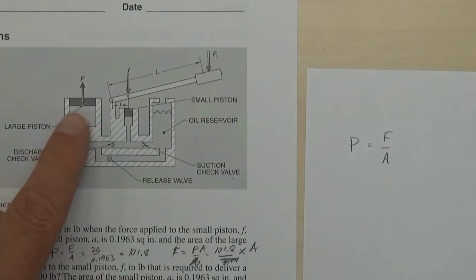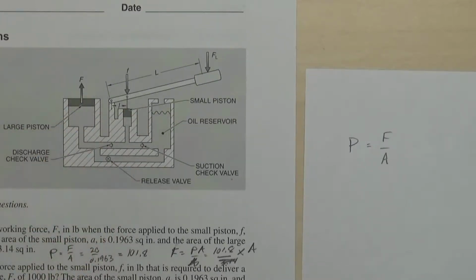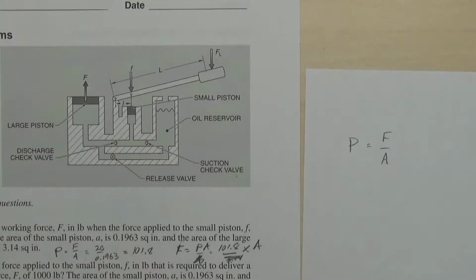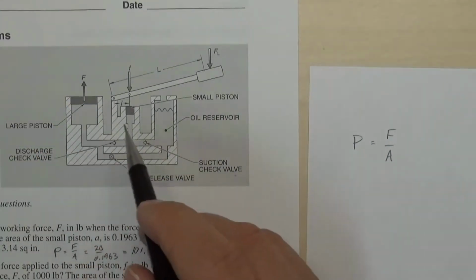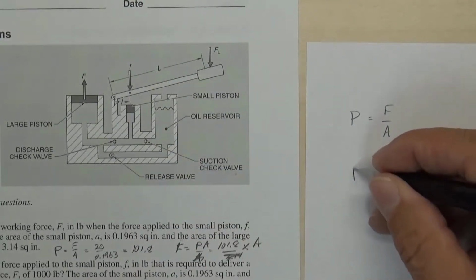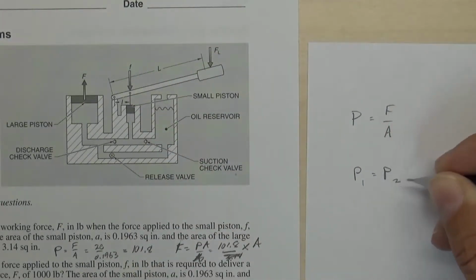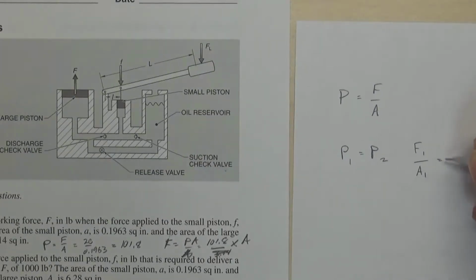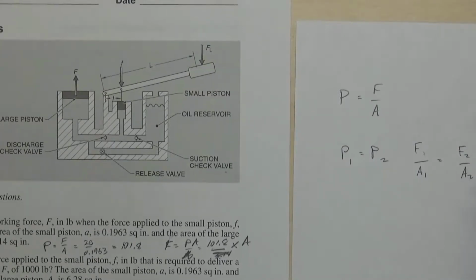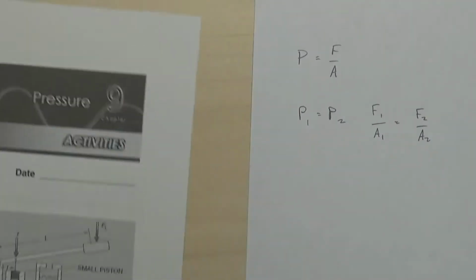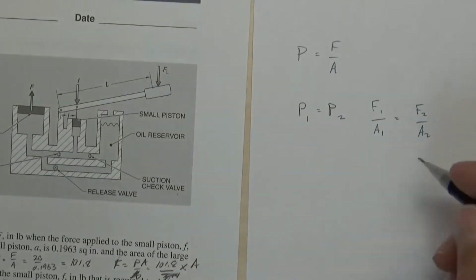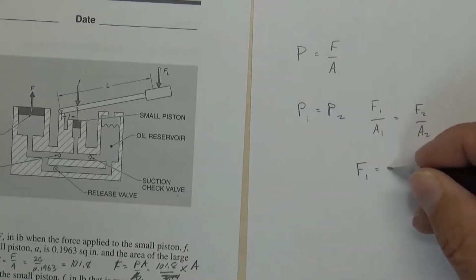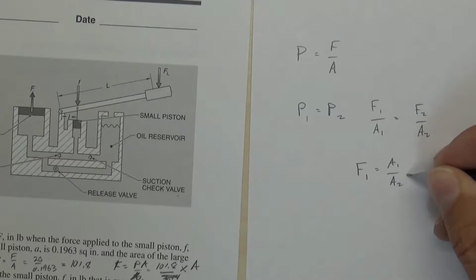And if we know the area of these pistons, we can readily and easily find the forces involved. The pressure in this cylinder is the same as the pressure in this cylinder. I could say P1 equals P2, and that's just like saying force 1 over area 1 is equal to force 2 over area 2. So all I really need to know is the difference in areas. So force, the upward force, force 1 would be equal to A1 over A2 times force 2.